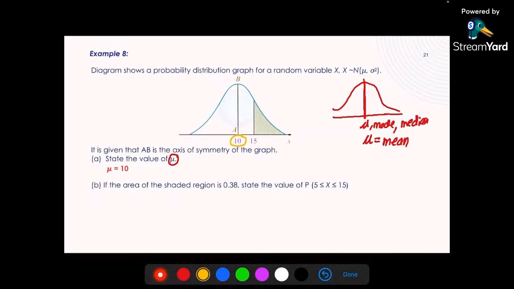Now kita pergi to the second question. Second question tu dia cakap macam ni: area of the shaded region is 0.38. So the shaded region here dalam ni sini adalah area dia adalah 0.38.